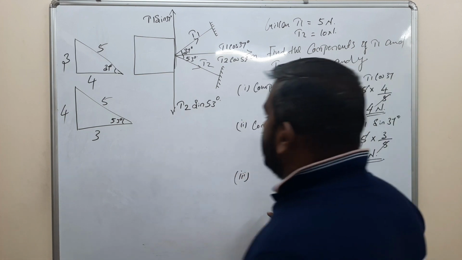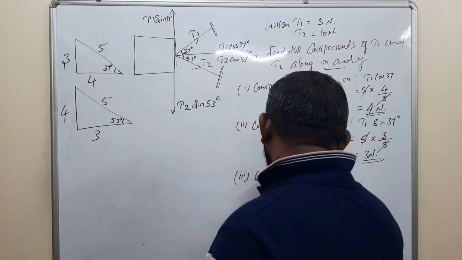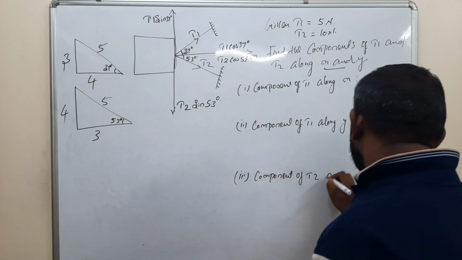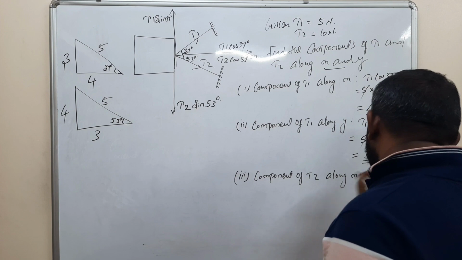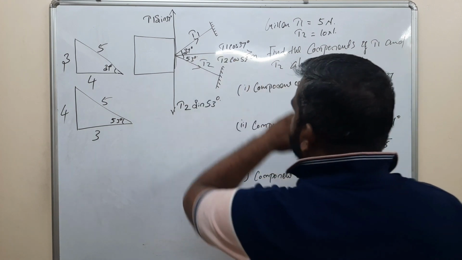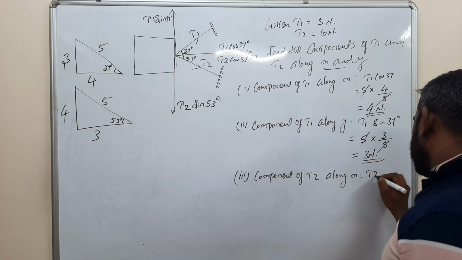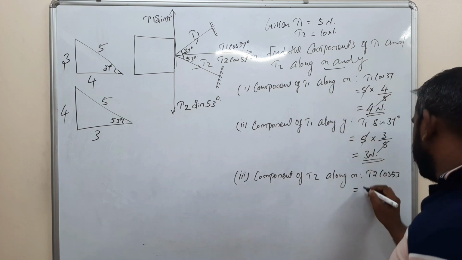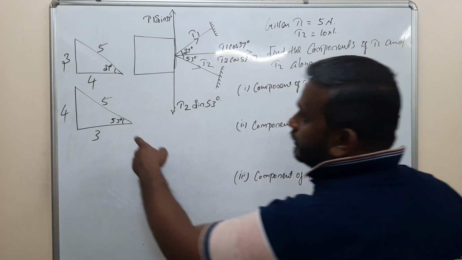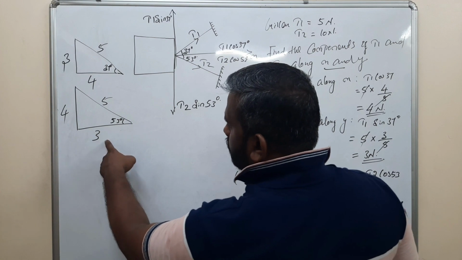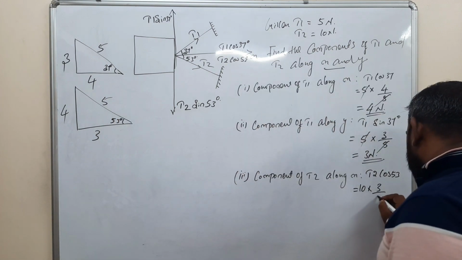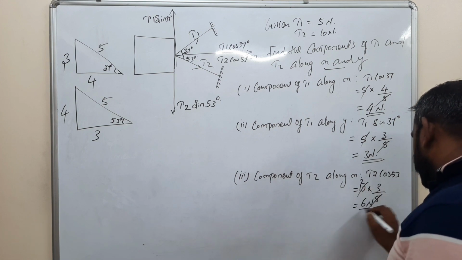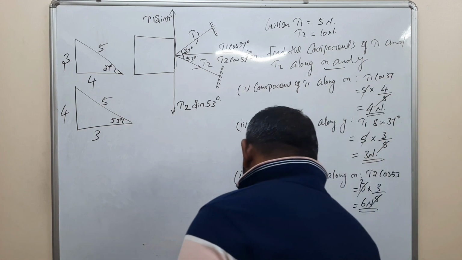So next is component of T2 along x. Component of T2 along x, that is T2 cos 53. What is the value of T2? That is 10 into cos 53. Cos 53 is 3 by 5. So 5 2 times. That's equal to 6 Newton.